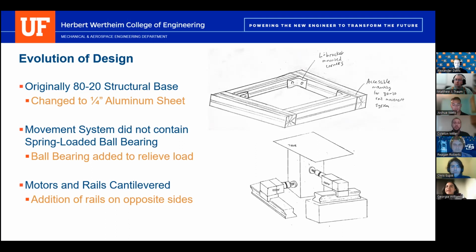The change made in the movement system involved going from not having a ball bearing to having one. This was decided to help with the load that was acting on both the center block and the lead screws. Looking at the bottom figure, the original design had cantilever motors and rails. Because of the setup, as well as the load acting on it, additional rails were added to the opposite ends of each motor.